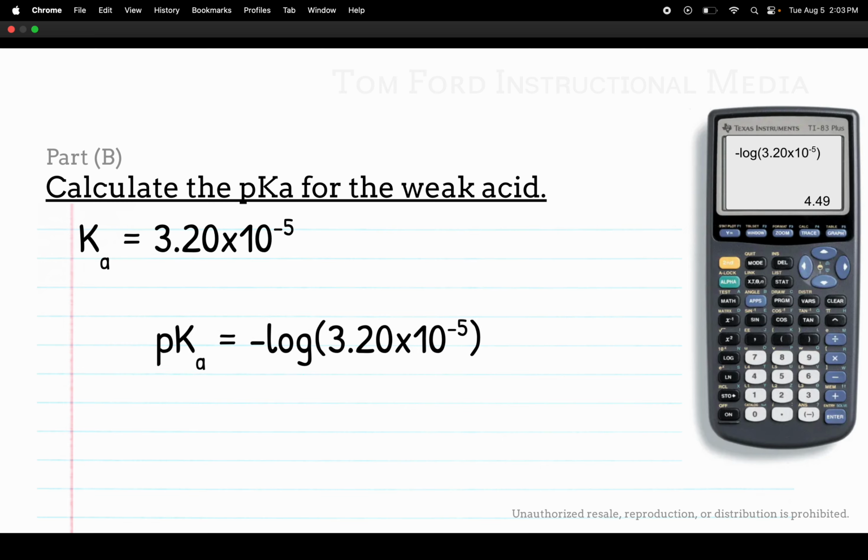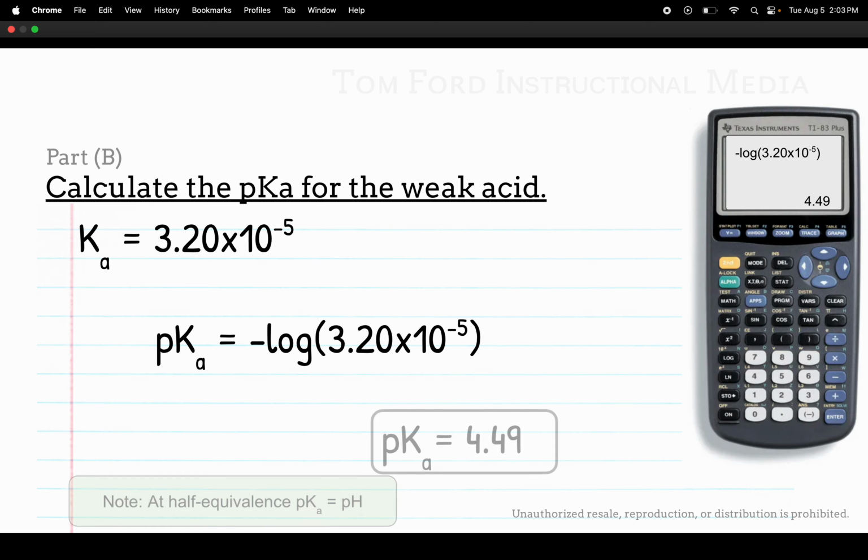Rock and roll. The negative log of 3.20 times 10 to the negative 5 gives us that pKa value of 4.49. Does it make sense to be 4.49? Yes, it is smaller than 7, which indicates that it is a relatively weak acid indeed.